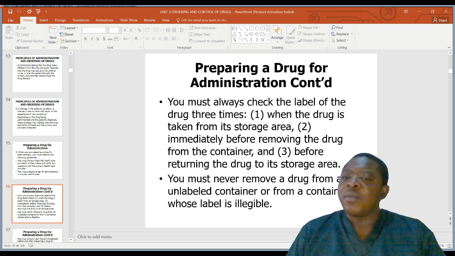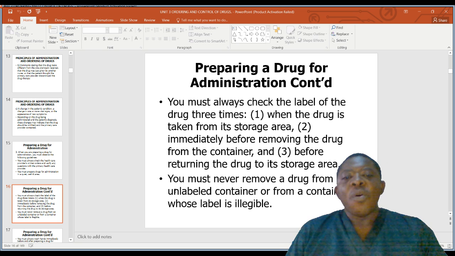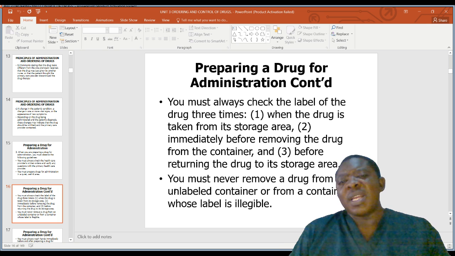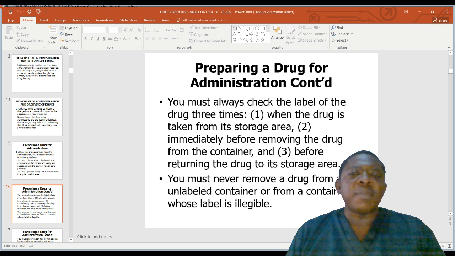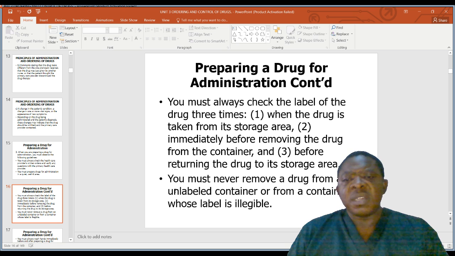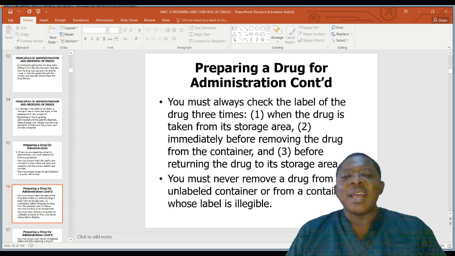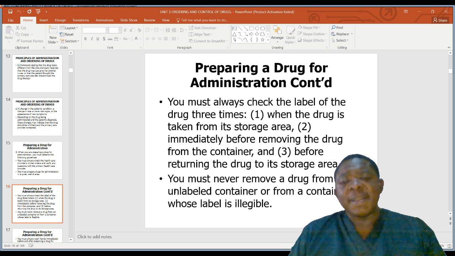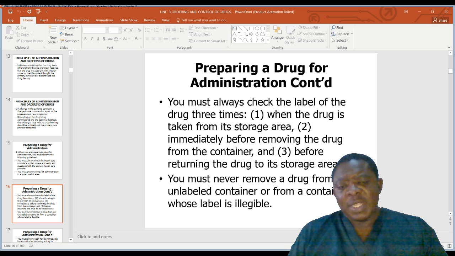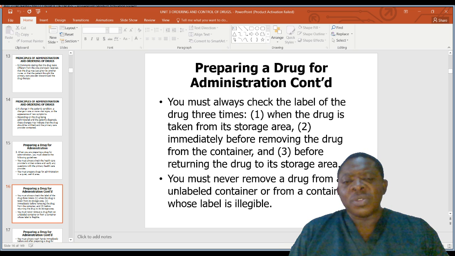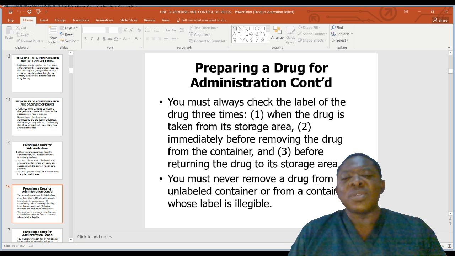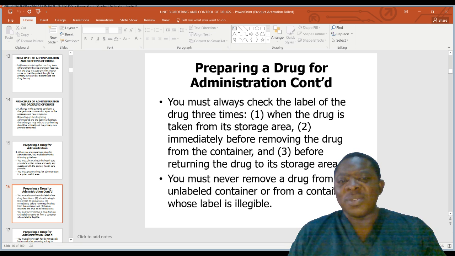You must never remove a drug from an unlabeled container or from a container whose label is illegible. There are no assumptions when you're giving drugs, such as, this looks like a P, so this drug might be this. Everything should be clearly written. No assumptions, of course, to avoid errors. There are a lot of drugs that may have similar names, so simply making assumptions will not help. It also goes for things like, this tablet looks like this drug, so it must be this drug. Such is not allowed in pharmacological practice.